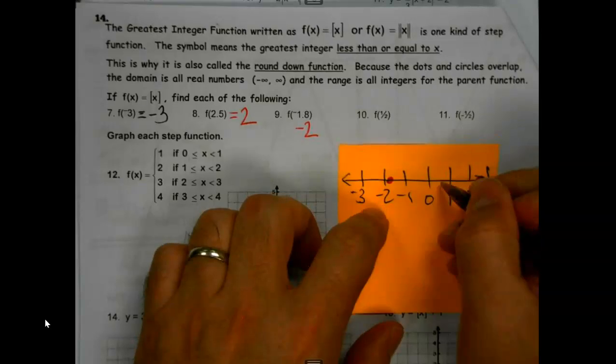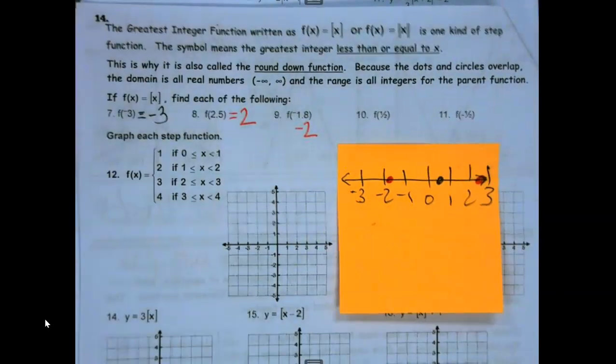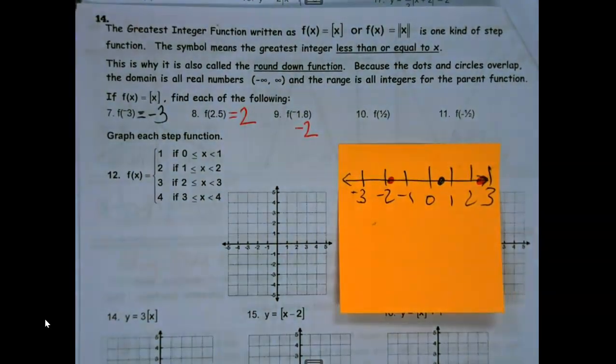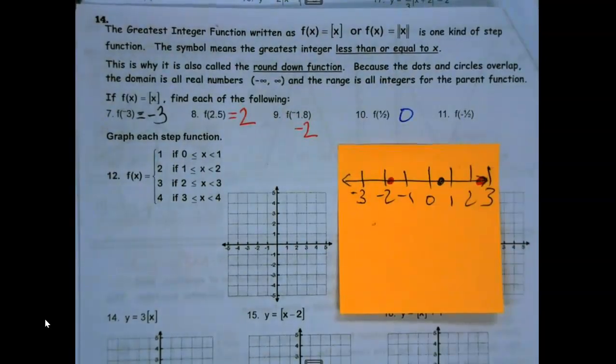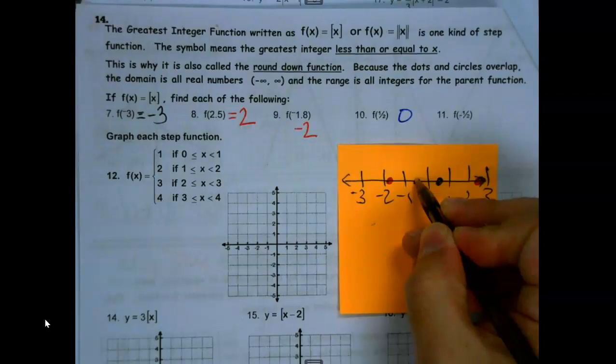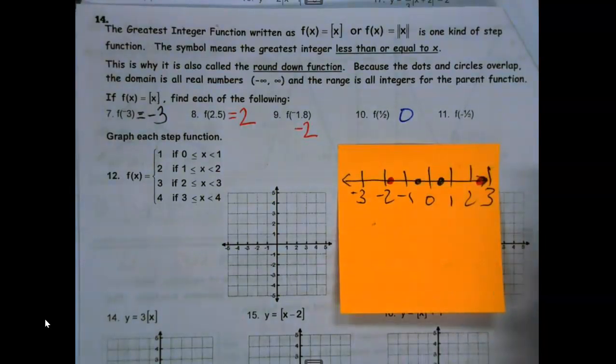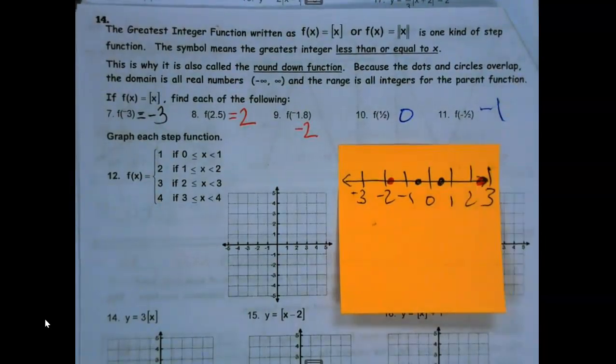Let's see, f of 1/2. Round down, where do we end up? 0. f of -1/2, round down. -1. This round down function is going to cause our steps in our step function. That's just where they're coming from.